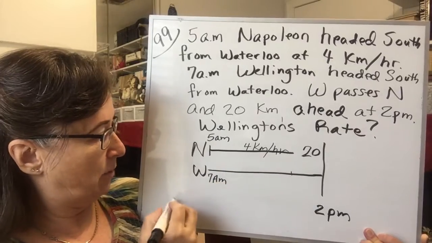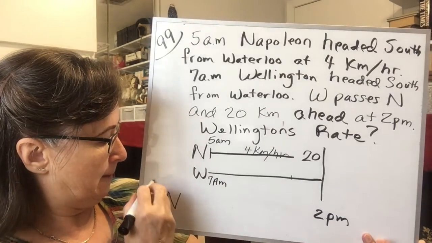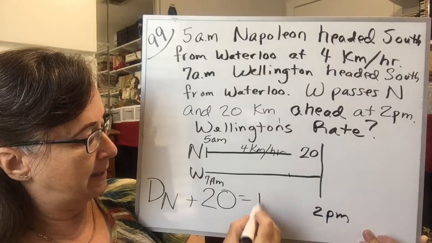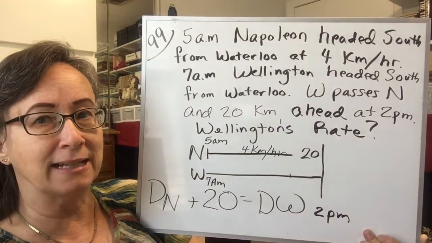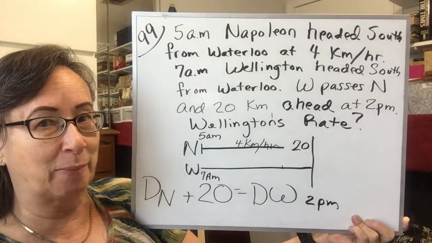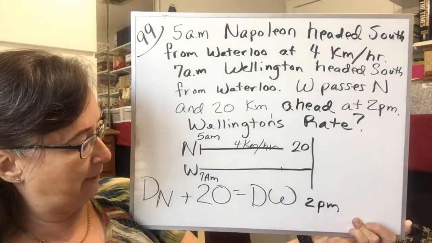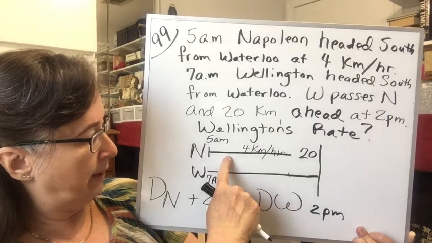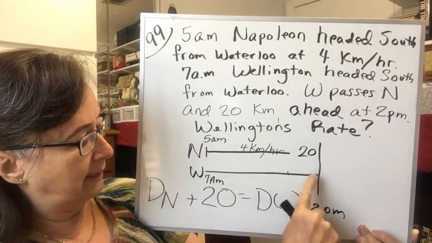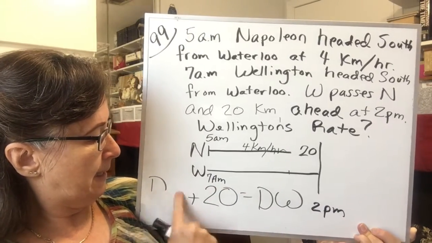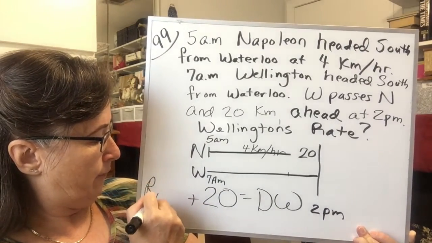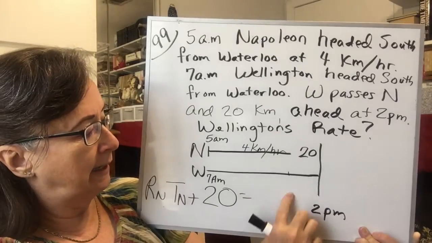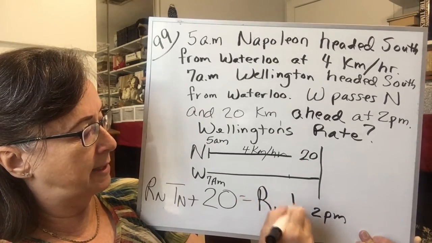We're going to start with our basic equation. Napoleon's distance plus 20 is distance of Wellington. Okay, so we can write that without ever worrying about what their times are, because we're about to put distance is rate times time in there. So distance of Napoleon is rate of Napoleon times the time of Napoleon. And then over here, distance of Wellington is the rate of Wellington times the time of Wellington.